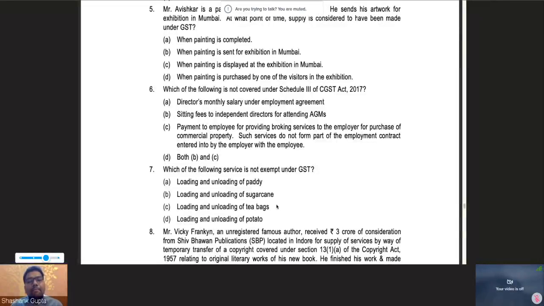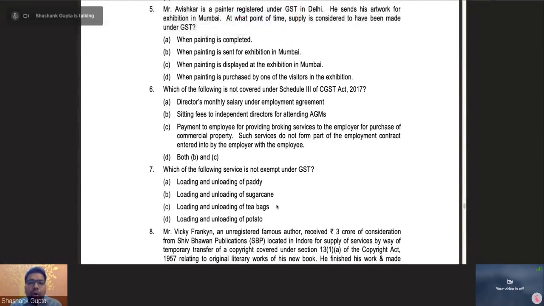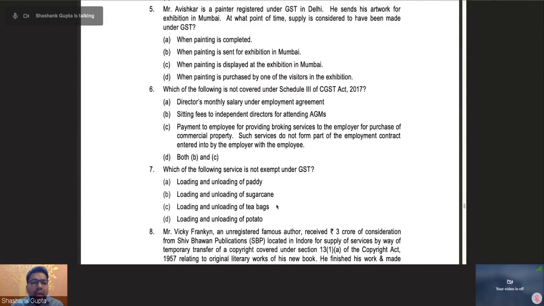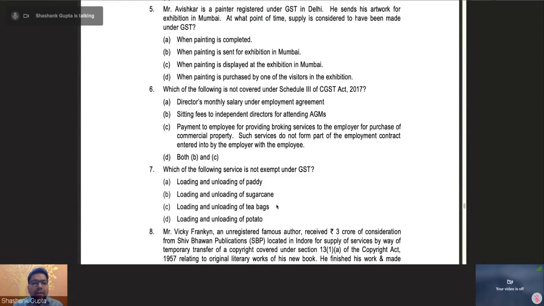Avishkar is a painter registered under GST in Delhi. He sends his artwork for exhibition in Mumbai. At what point of time supply is considered to have been made under GST? Okay. A, when painting is completed. B, when painting is sent for exhibition in Mumbai. C, when painting is displayed at the exhibition in Mumbai. D, when painting is purchased by one of the visitors in the exhibition.